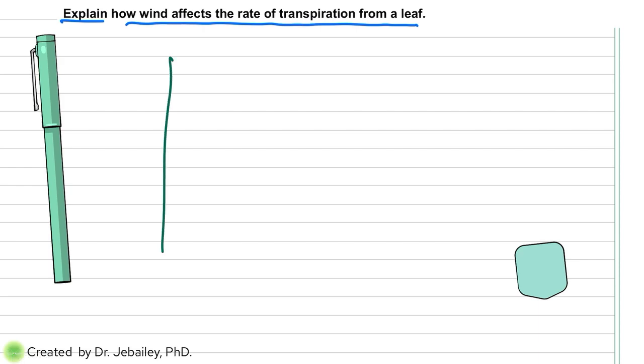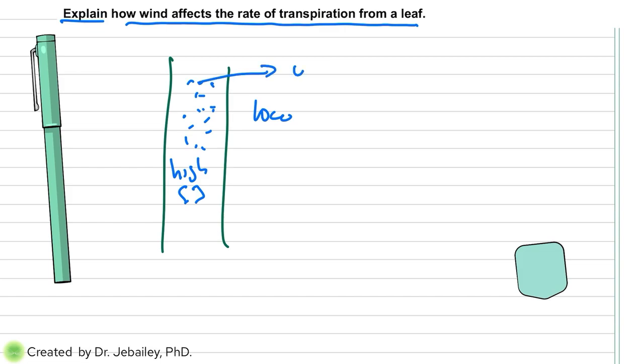Imagine you have a plant, and you have the same amount of water inside and outside of the plant, right? Same amount of water. But then a wind comes in and blows this water away from the plant. This will cause the inside to have a high concentration compared to the low outside. And we know that water moves from high to low, so the water will evaporate. So this basically means that the more wind, the more transpiration, simply because the wind is taking away the water vapor surrounding the plant and allowing more water to leave.